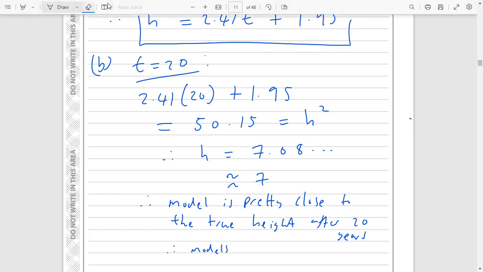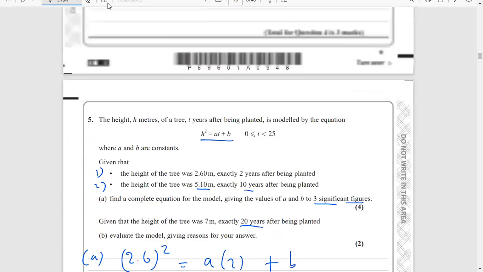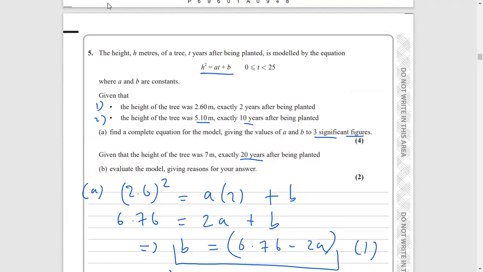So therefore, the model, let me rub that out. The model seems pretty good. So the model seems good. So I'll just say something like that with this one here. So yeah, that's the end of that question. So just a question testing whether you can use simultaneous equations and whether you can evaluate whether a model is good or not, just by using your numbers in your formula. So yeah, that's the end of today's question.